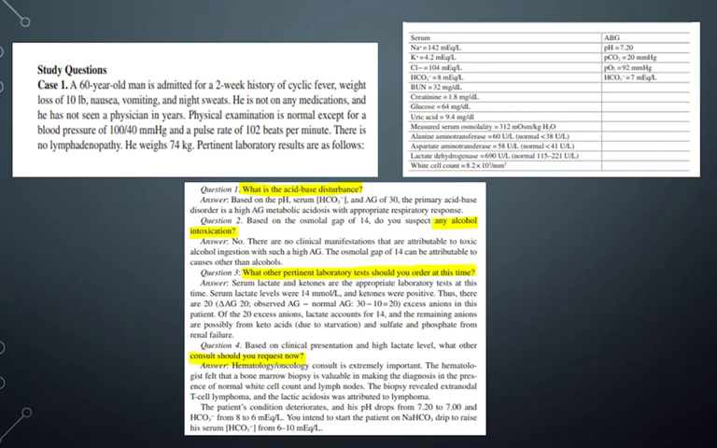Of these 20 excess anions, mostly the lactate would account for 14 and the remaining anions are possibly from keto acids. In every high anion gap metabolic acidosis, it is worthwhile to measure a lactic acid level and a keto acid level. And if you are suspecting toxins, you have to have a toxin assay also. Based on this clinical presentation and a high lactate level, the consultation that is required is a hematology oncology review. This problem is known as the Warburg effect.